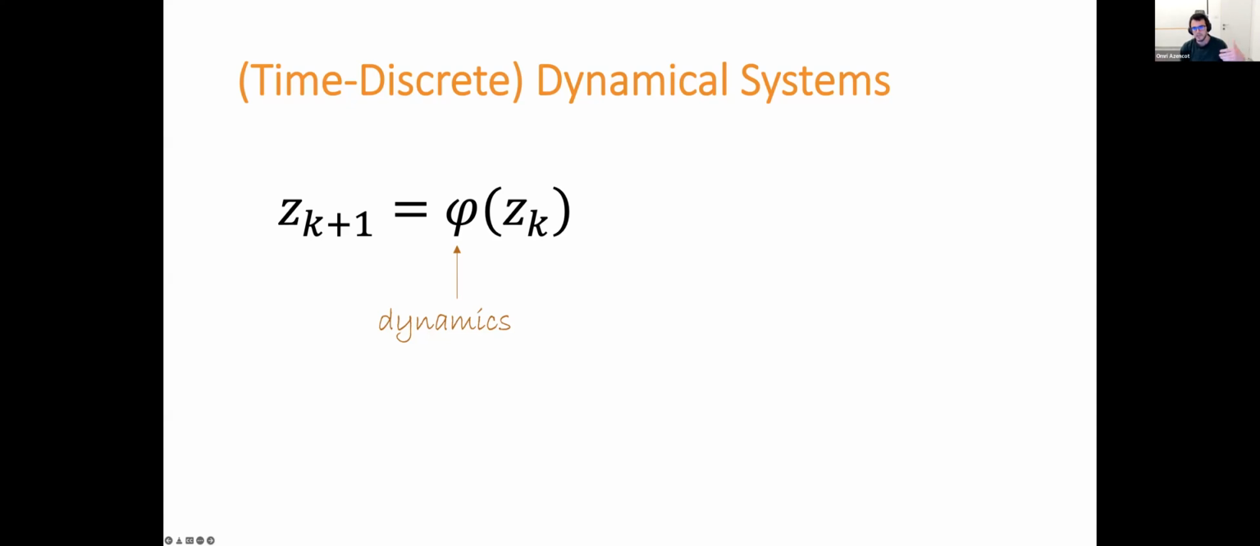And basically, this is like an evolution rule that pushes Z through time. So given Z_k, I can push it through time using phi, and then I get the next one, and I can repeat it on and on.